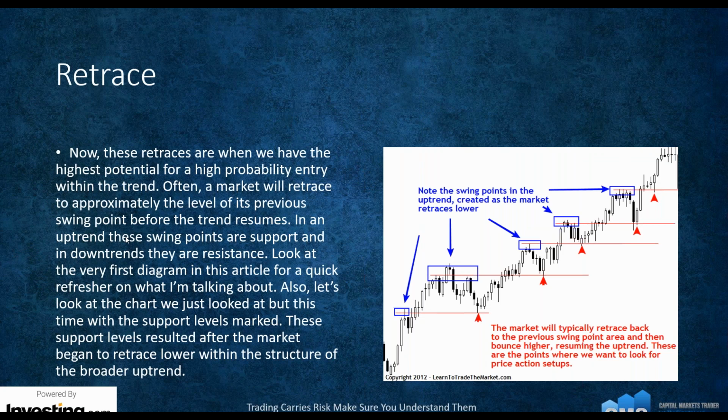Now, these retraces are when we have the highest potential for a high probability entry within the trend. Remember earlier I mentioned high probability trades only. Often, a market will retrace to approximately the level of its previous swing points before the trend resumes. In an uptrend, these swing points are support, and in downtrends, they are resistance. Look at the diagram over here on the right. Let's look at the chart we just looked at, this time looking at the levels of support and resistance. So the markets will usually retrace back.